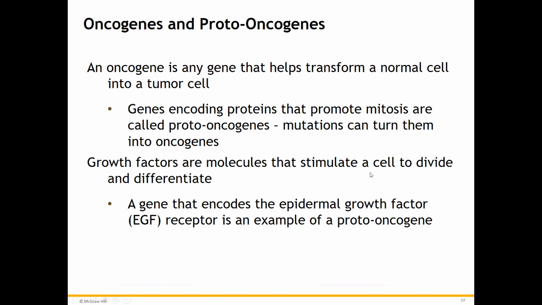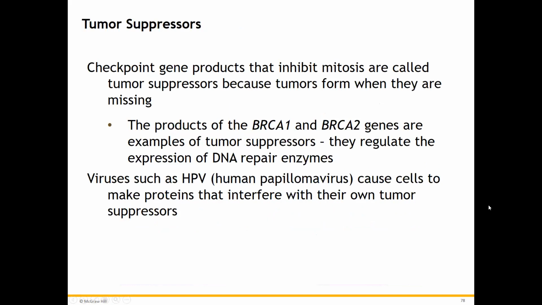An example of a proto-oncogene that we all have is one that I put here. It stimulates the cell to divide and differentiate, right? It encodes the epidermal growth factor receptor, so it's called an EGF receptor. That's an example of a proto-oncogene. We all need the epidermal growth factor receptor. As long as nothing goes wrong with it, it's fine. We keep our epidermal growth factor when we're young, and everything is fine. But if something goes wrong, it can change that into an oncogene and stimulate growth.